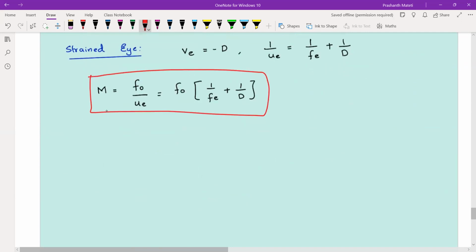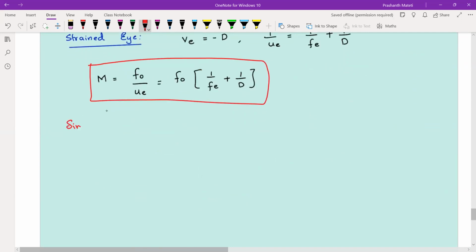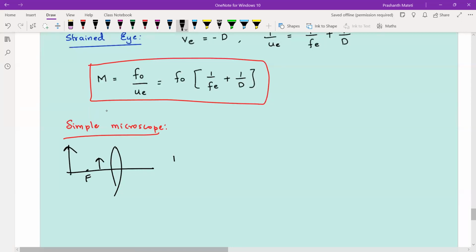So, if we are summarizing the things, I'll write it here. For a simple microscope, it has only one lens. If this is F, you have to put the object here, then the image is formed somewhere over here. Then what is the magnification? D by F, for which case? For a relaxed eye. And the magnification is 1 plus D by F for a strained eye.